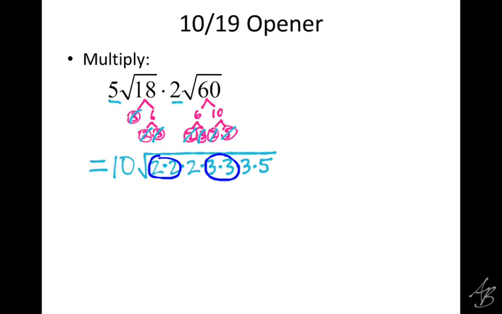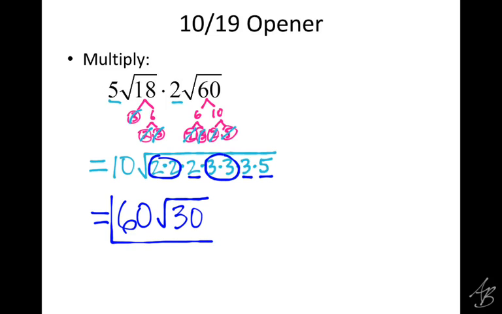So on the outside, we have the 10 already, and then we're going to have the 2 and the 3 go out there with it. So what is 10 times 2 times 3? 60. And then on the inside, we have that 2, the 3, and the 5 left, so we're going to multiply those together. 2 times 3 times 5 is? 30. And that's it.